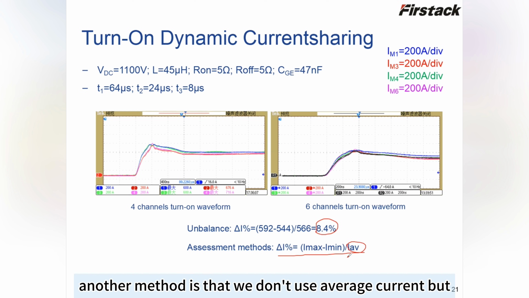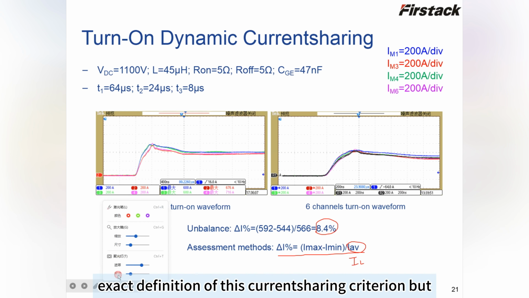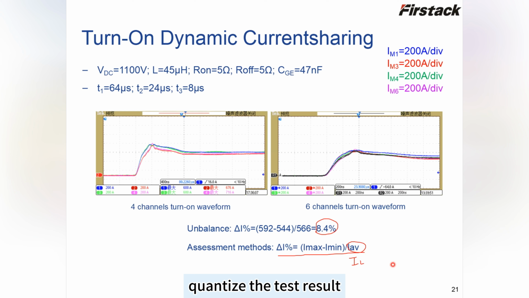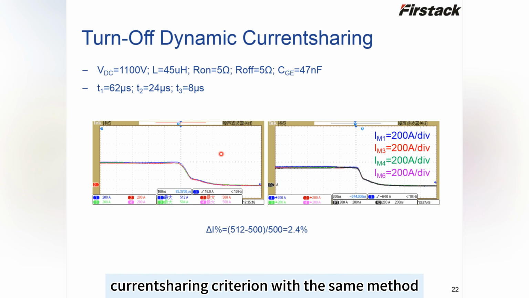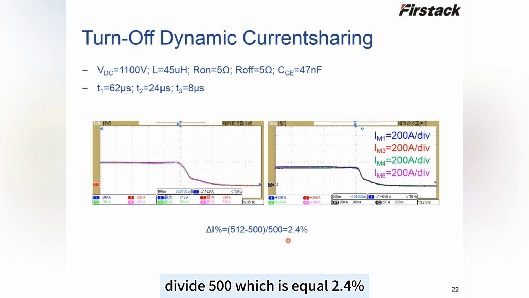Another method is that we don't use the average current, but use the load current. There is no exact definition of this current sharing criterion, but we can use these two methods as a reference to quantify the test result. Then in the off process, we can also evaluate the current sharing criterion with the same method. It is 512 minus 500 and then divided by 500, which is equal to 2.4%.